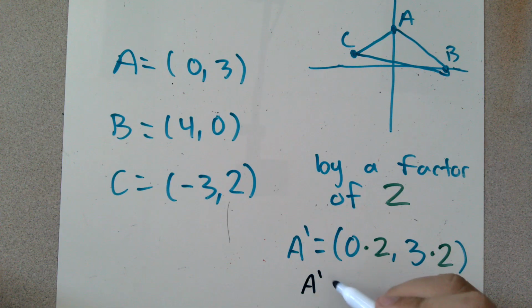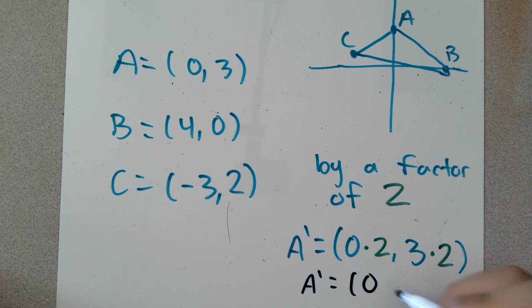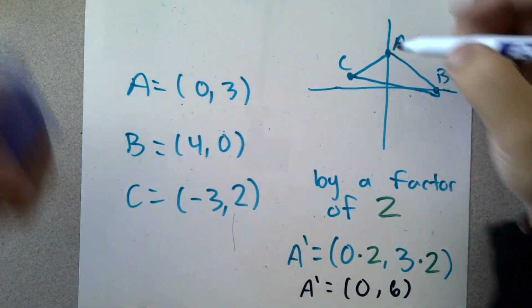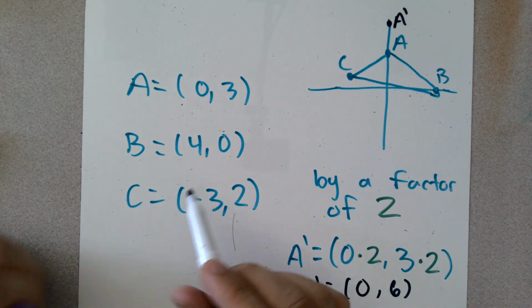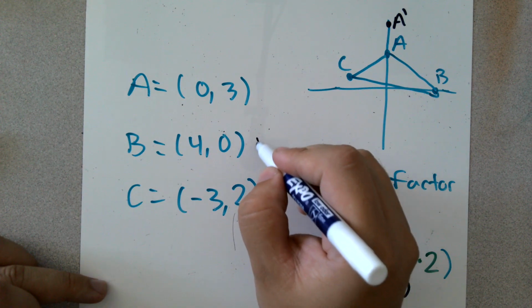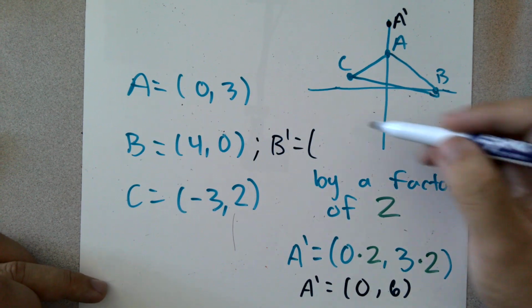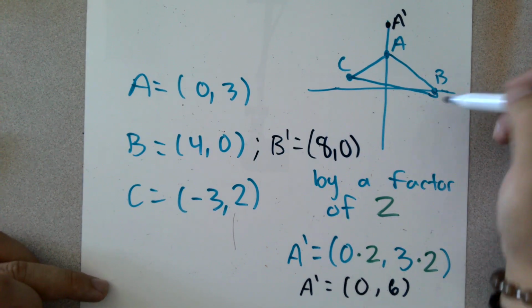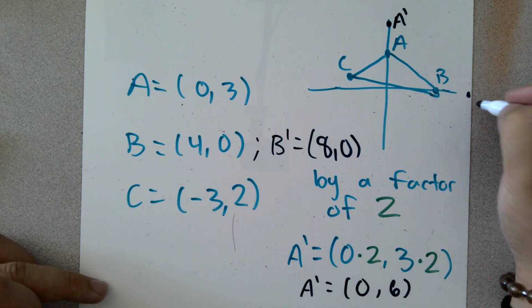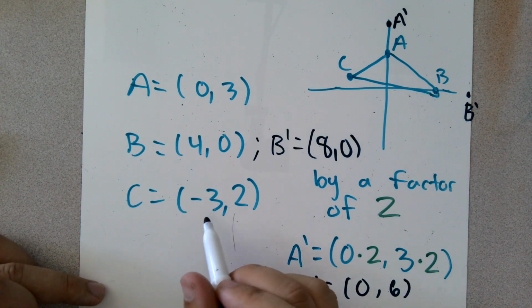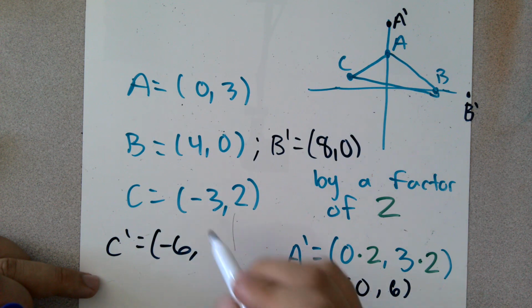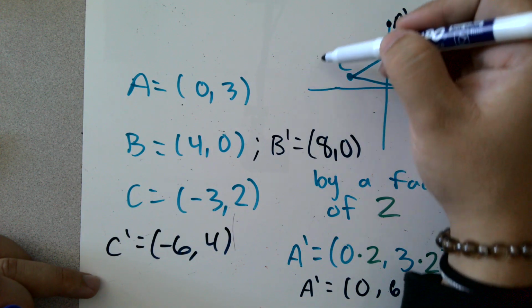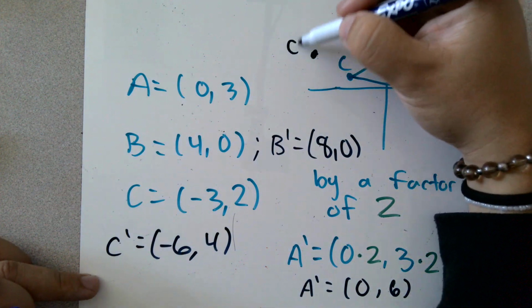So A prime will now be at 0 times 2 is 0. 3 times 2 is 6. This will give me my new A prime. 0, 6 is somewhere over here. 4, 0. 4 times 2. So B prime will be at 8, 0, which is somewhere off the grid. This will be B prime. C prime, negative 3 times 2 is negative 6. 2 times 2 is 4. So negative 6, 4, somewhere over here. This will be C prime.